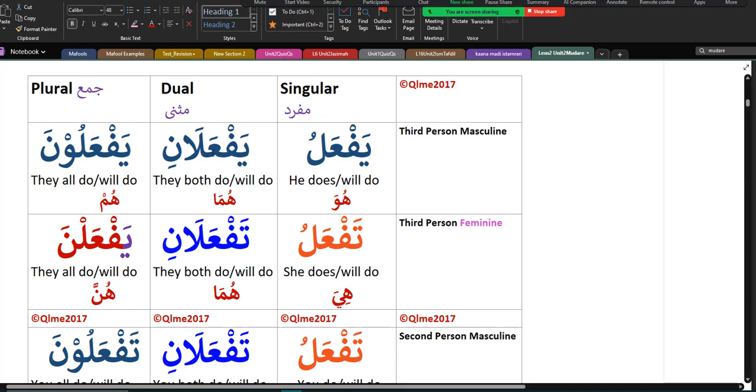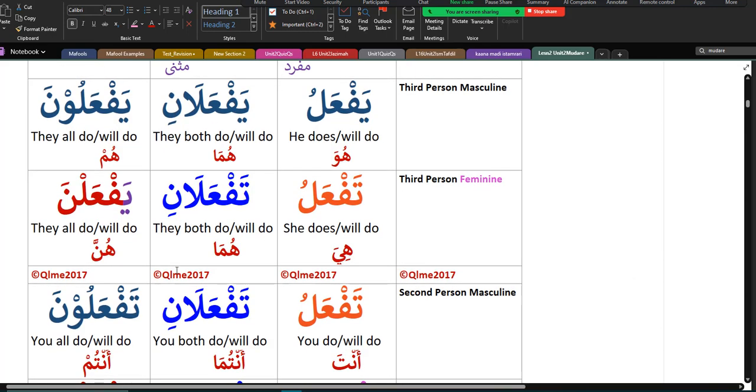Okay, so if you see yaf'alani and taf'alani, right? Ani, like muslimani. Do you remember? Muslimani. Ani was added for the dual. So same way we have yaf'alani, taf'alani. For all the duals have the ani at the end, and the plurals have una at the end, like yaf'aluna, taf'aluna. For the masculine, it is una, yaf'aluna and taf'aluna.